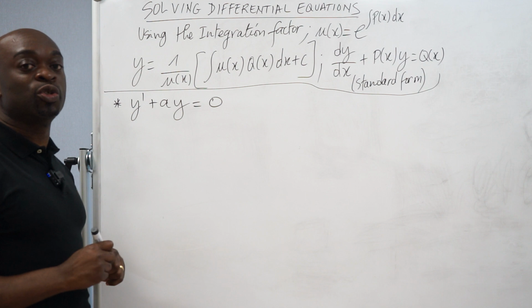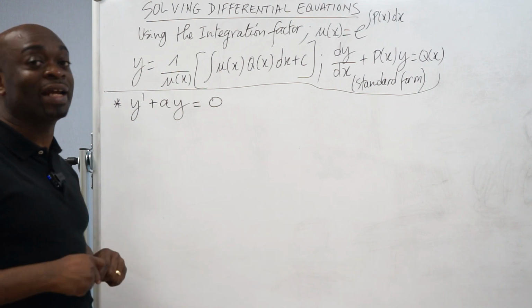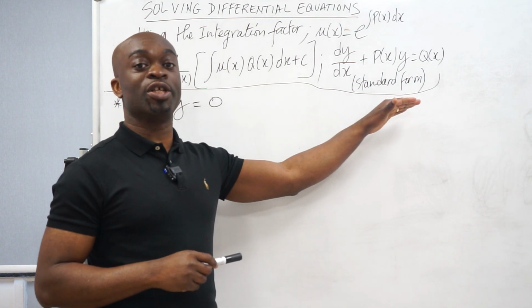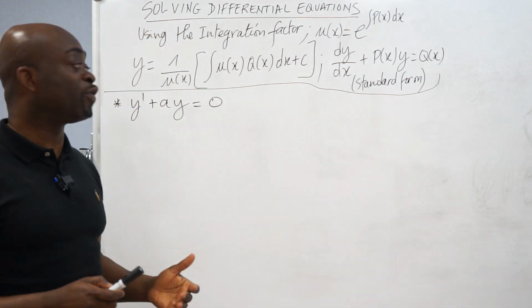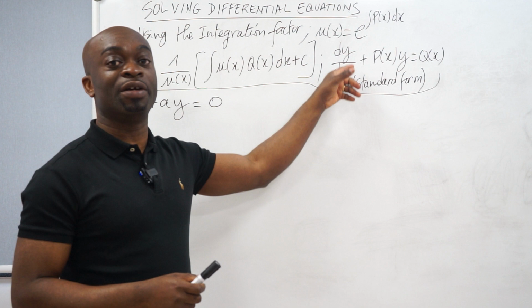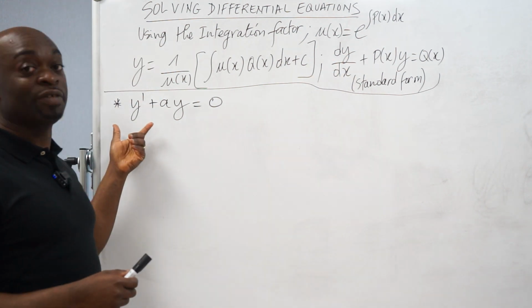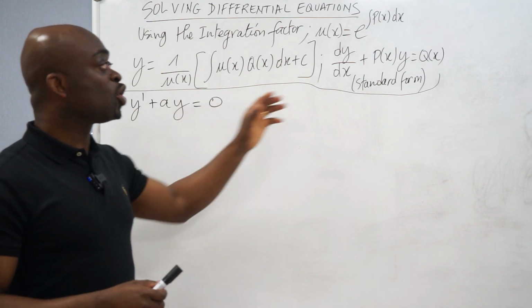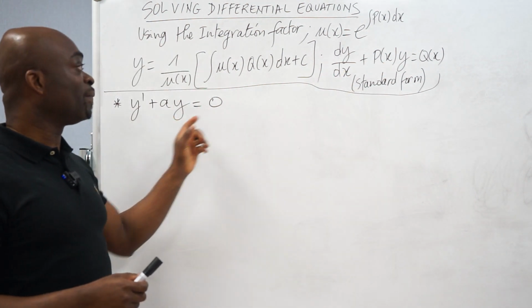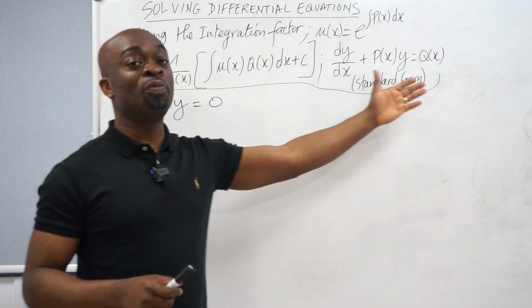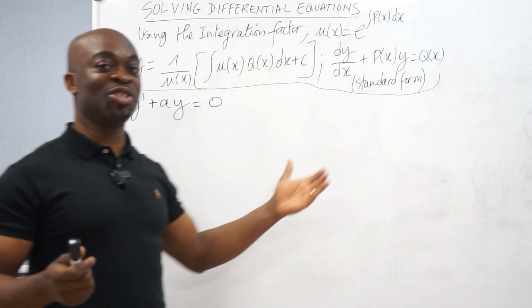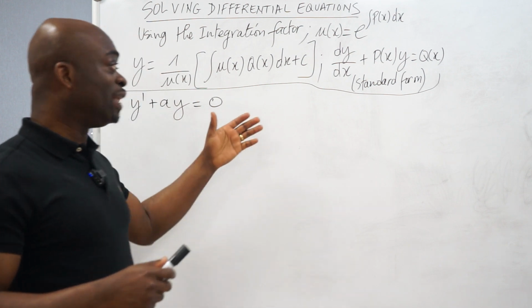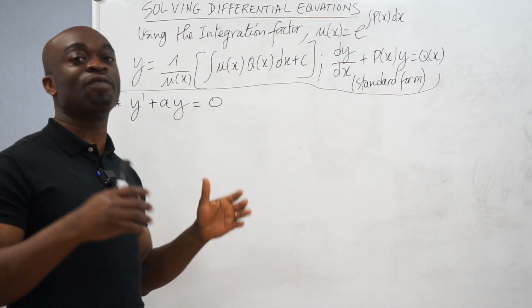So what are we going to do in this case? The first thing we want to find out is whether this equation is a standard form equation. Do we have the derivative here? The differentiation, we have it, which is y prime plus a. So the p of x will be our a, and then we have our y. And what will be the q of x? 0, correct? So our q of x is going to be 0. That means we do have a standard form.